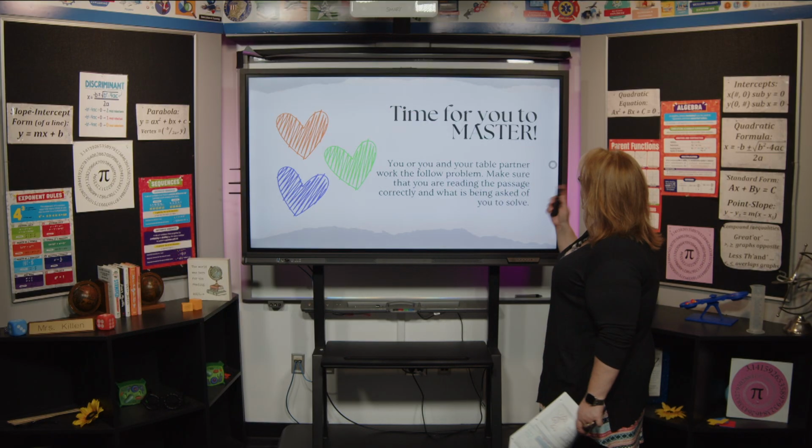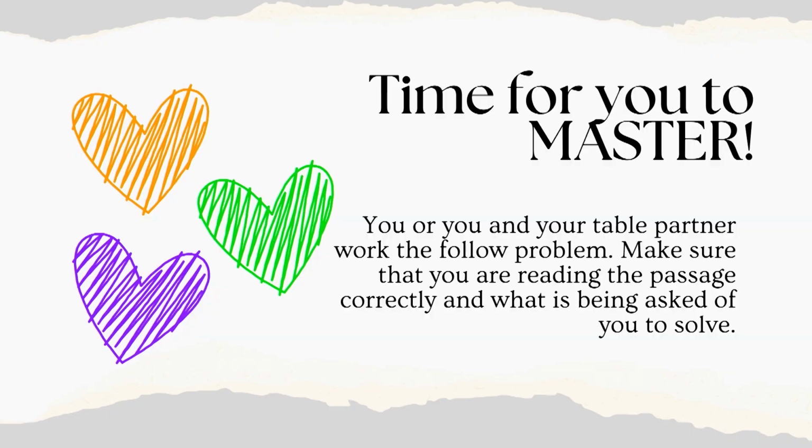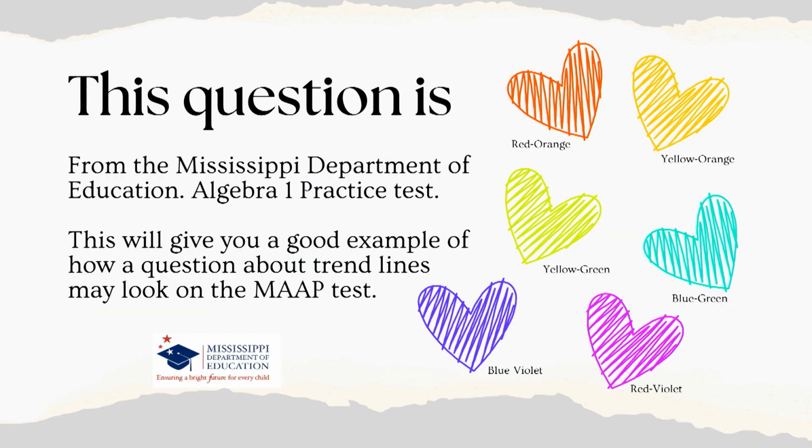Good job. All right, time for you to master. You and your table partner, I want you to follow the work of the problem, make sure that you're reading the passage correctly. Make sure that you understand what it's asking you to solve. So here we go. This question is from the Mississippi Department of Education, the Algebra 1 practice test. You will see something like this when you take your end of the year test.